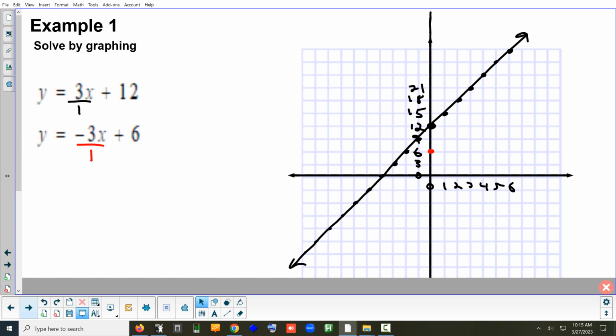Wouldn't it be negative 1? Are you looking for the coordinates or what are you looking for? Just the number. If you're at 6 and then you move down 3, where does that bring you?